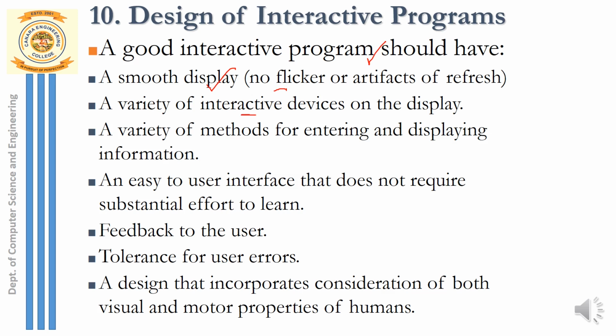Next, a variety of interactive devices on the display. What is the meaning of interactive devices on the display? You make use of several input interactive devices like mouse, keyboard, menu options, sub menu options. So all these are the interactive devices you can have on the display. And next we have a variety of methods for entering and displaying information. So you can make use of different glut callback methods or user defined functions there for entering and displaying the information. And then an easy to use interface should be there always.